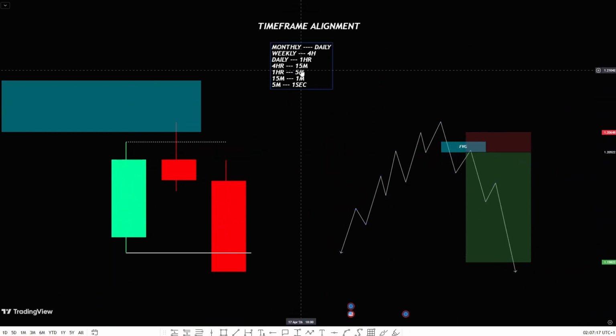If it's occurring on the weekly time frame, you want to use the 4 hour time frame. If this whole thing is occurring on the daily, you look at the 1 hour, 4 hours, 15 minutes, 1 hour, 5 minutes, 15 minutes, 1 minute, 5 seconds, 5 minutes, 1 second. So that's the rule. And let me show you guys a couple of examples.